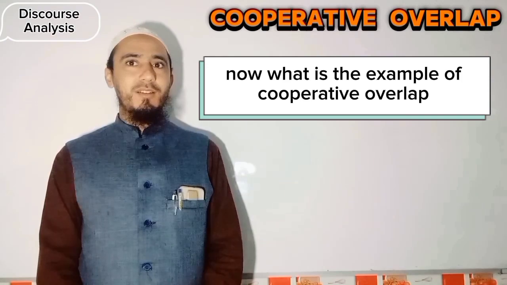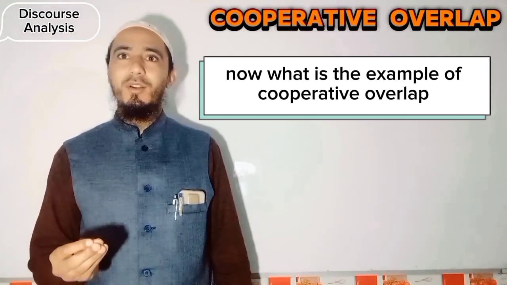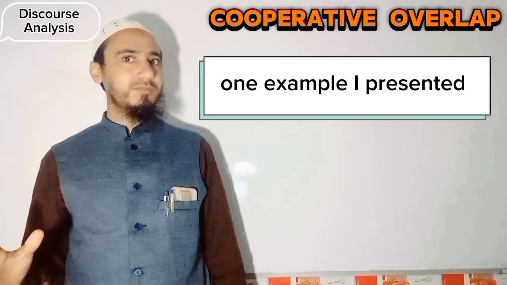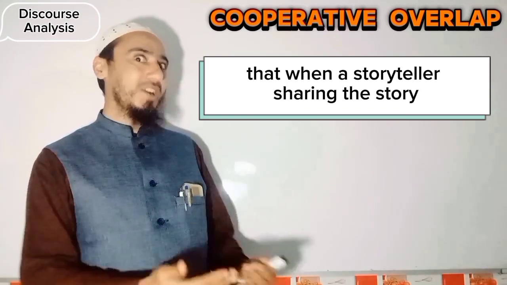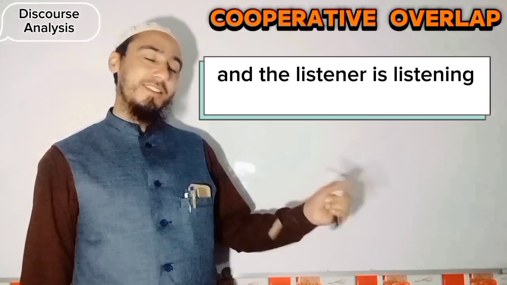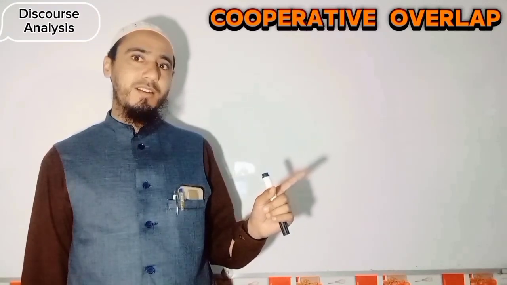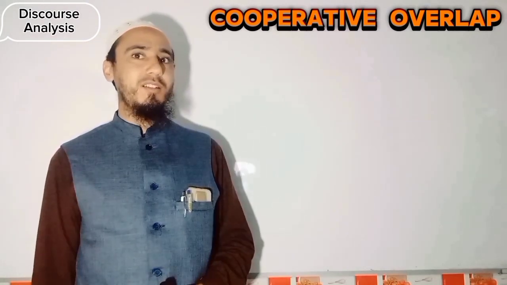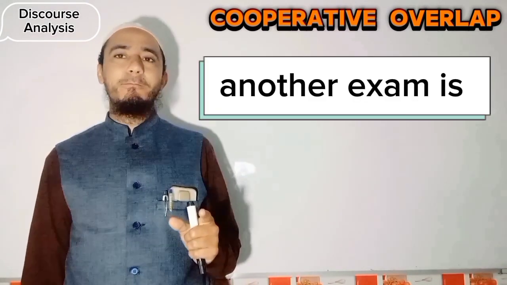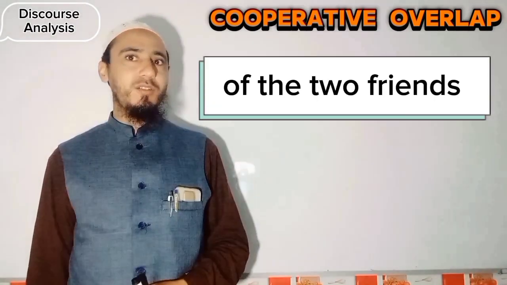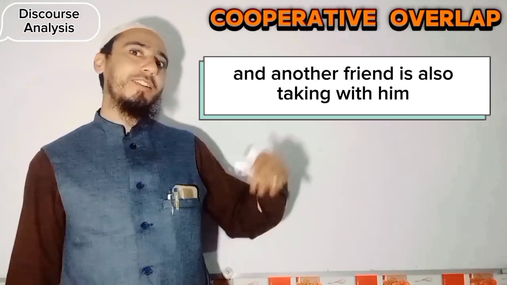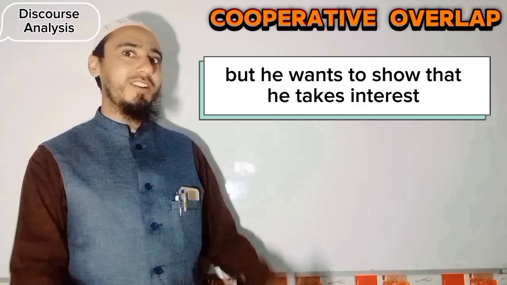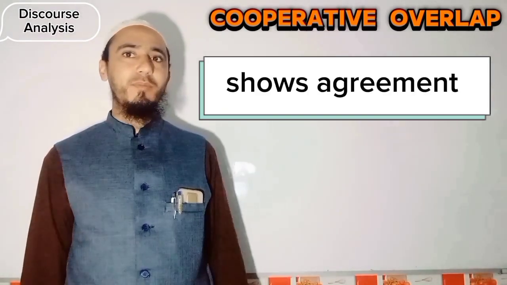Now, what is an example of cooperative overlap? One example I presented is when a storyteller is sharing a story and the listener is listening, and in the midst he says something. Another example is of two friends. One friend is sharing information and another friend is also talking with him. He does not want to interrupt, but he wants to show that he takes interest and shows agreement.